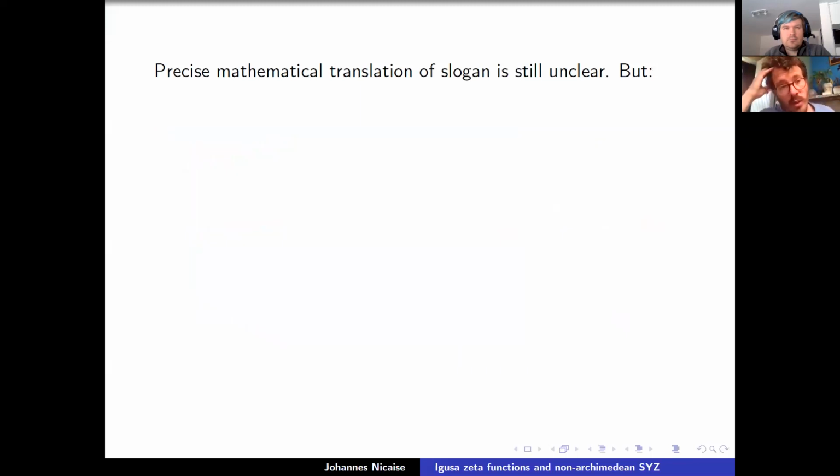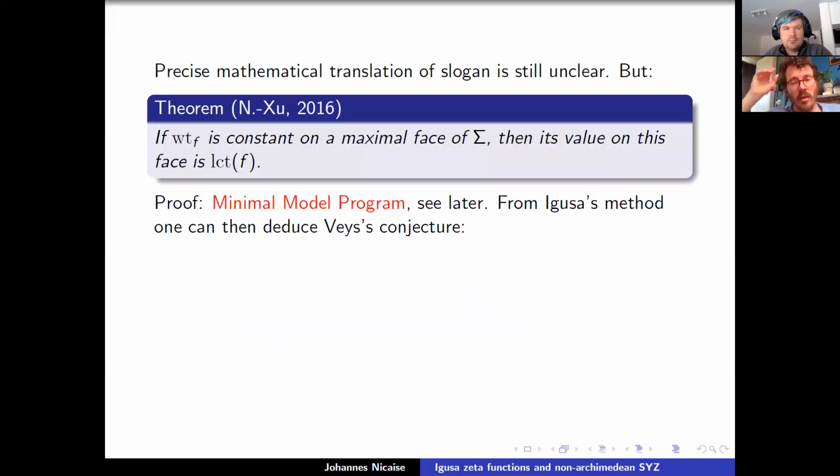So as I said, to answer Robin's question, how to translate this slogan into a precise mathematical statement is still not so clear. But one can extract a couple of precise theorems from this idea. And so the first theorem, which is the key to Wim's conjecture, is the following.